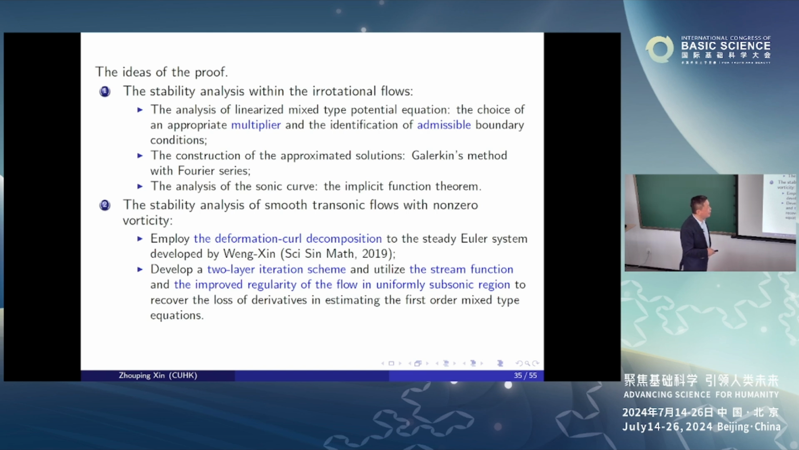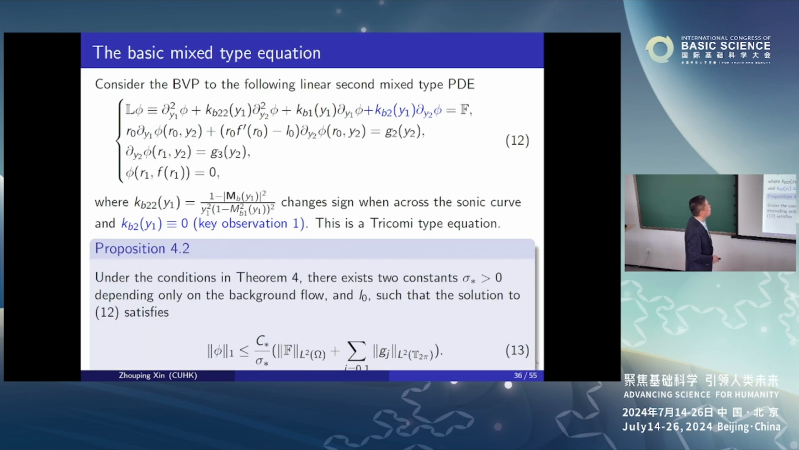And here, why is two-dimensional important? We're still using the streamline function, which improves regularity in the uniform subsonic region to recover the loss of derivative in estimating the first-order derivative of the mixed type equation. And this is why it doesn't work for three-dimensional. I will need a new idea later on.